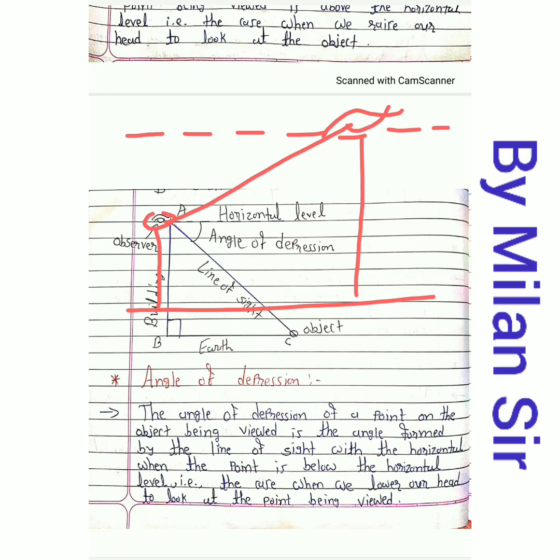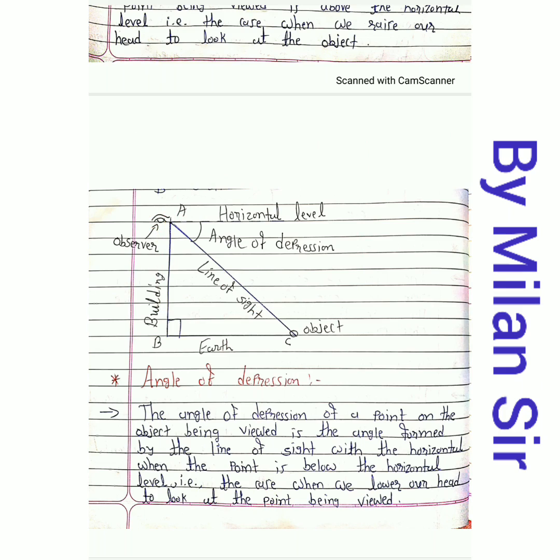At that time, if we want to see the object, then we need to lower our head. In this type of situation, the angle created between this horizontal and this line of sight is called angle theta. In this situation, angle theta is the angle of depression. So for angles, there are two things: angle of elevation and angle of depression. In elevation, the object is present above the horizontal level, and in depression, the object is present below the horizontal level.